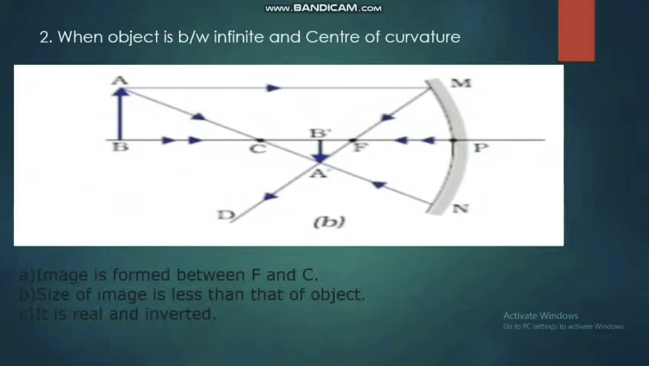Second case. The second case is quite easy. When the object is between infinity and the center of curvature. Now the object is moving toward the mirror. Here we can take AB as the size of the object standing in front of C, in between infinity and C.